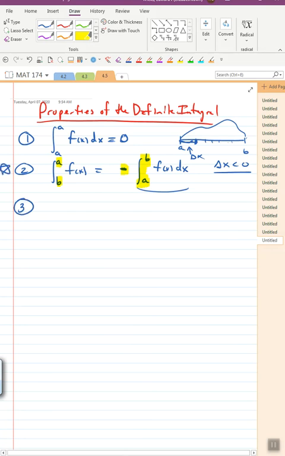This is an important one. We're going to use this a few times. Property number 3, okay, nothing fancy here. You guys know this one already.